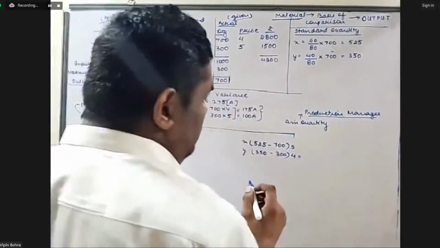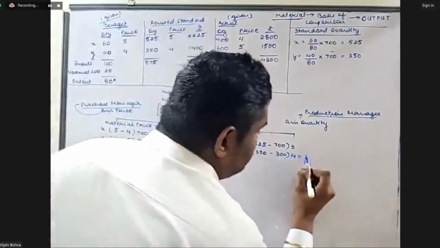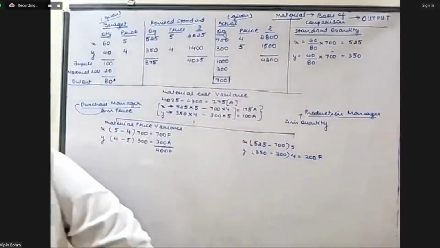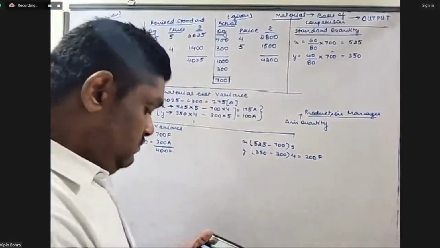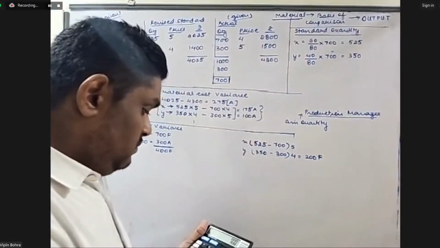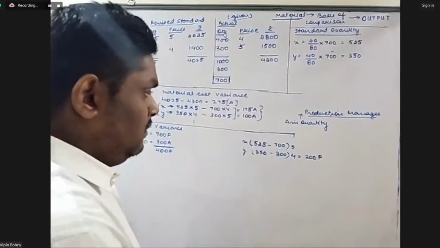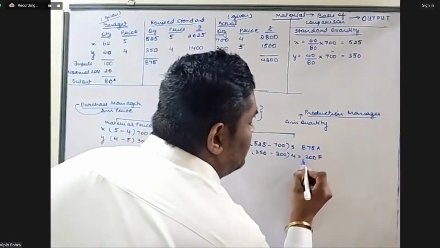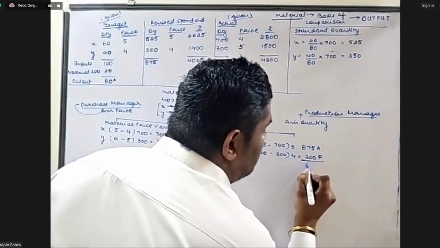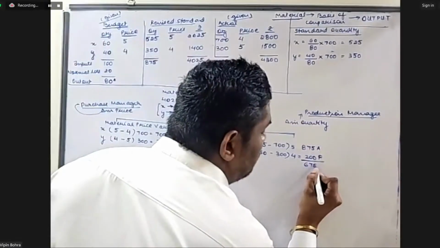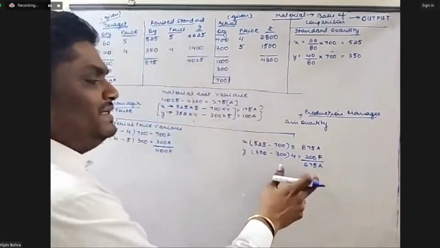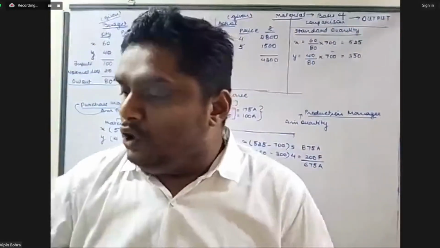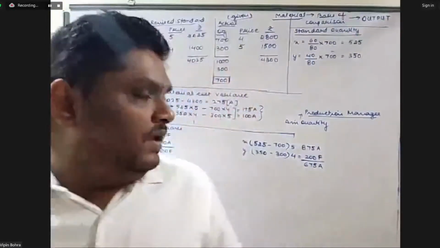So herein, this will be 200 favorable. And this will be 875 adverse. So we have got the same figure, that is 675 adverse. So very important, guys.